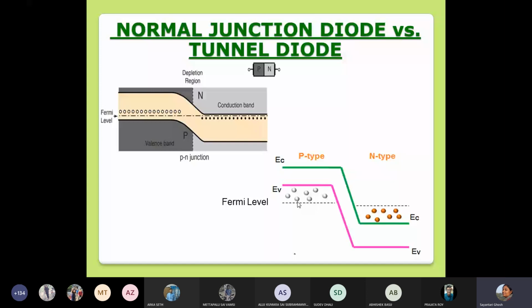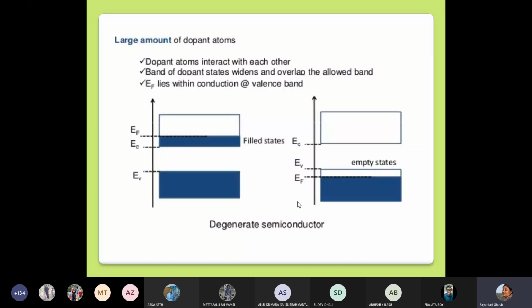So this particular kind of materials, where you have this really highly doped material, you call them degenerate semiconductors. So in degenerate semiconductors, what happens is not only the electrons but the dopant atoms have also started interacting with each other.